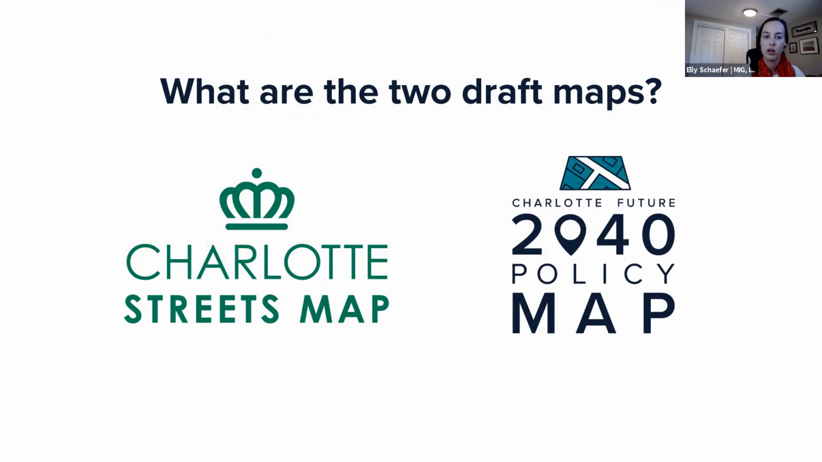So with an understanding that both maps are intended to help implement the vision of the comprehensive plan, and that they'll both help inform the city's built environment over time, let's briefly take a closer look at the streets map and then the 2040 policy map.